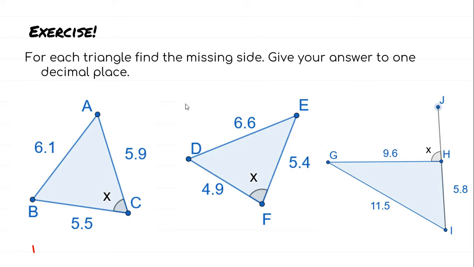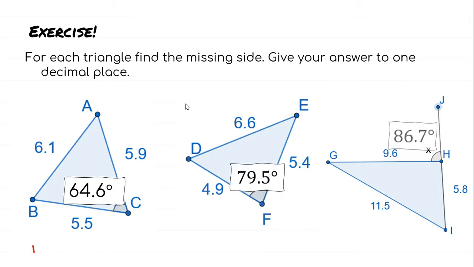Okay, so I hope you've done that. I hope you've had a go. Again, question 3 is very similar to the previous question. So we've got 64.6 degrees, 79.5 degrees, and again, for this one, the value of X is 86.7 degrees.